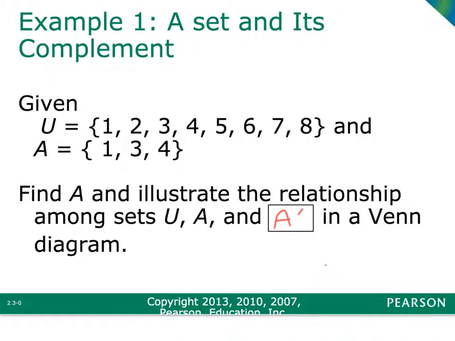Okay, so what we're going to do most of the time is work with numbers. So let's look at this first example. Our universal set is the numbers 1 through 8. Our set A is the numbers 1, 3, and 4. Okay, so the first thing I would like you to do is find A not, and then I want you to show how it's related to U, and I want to be able to see U, A, and A not all in the picture.